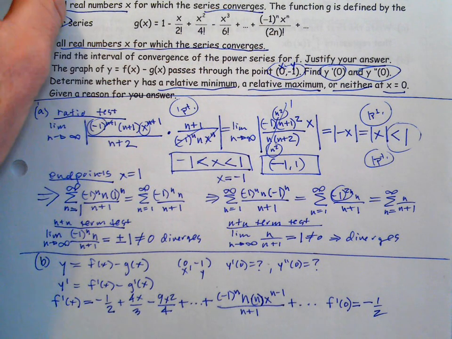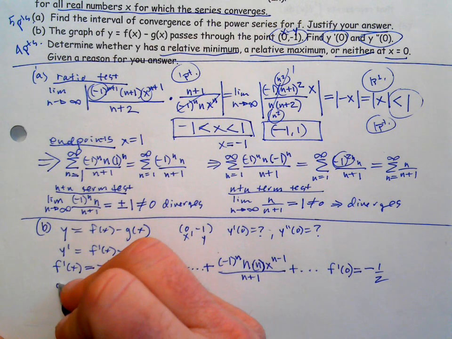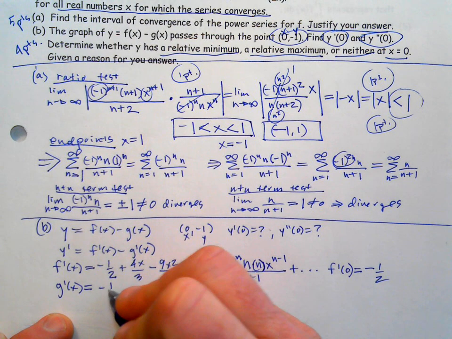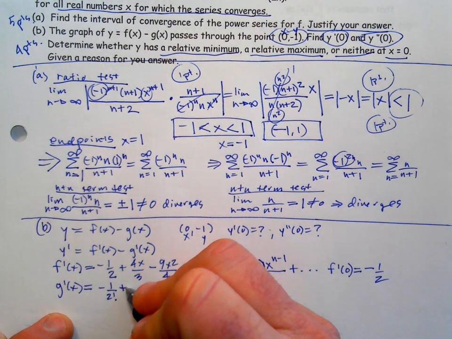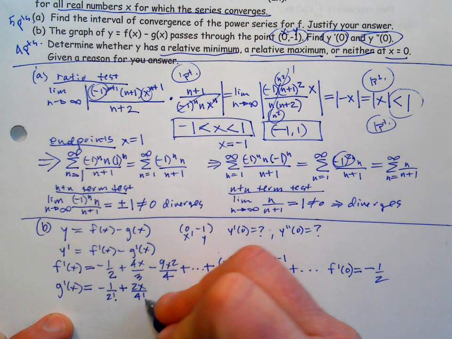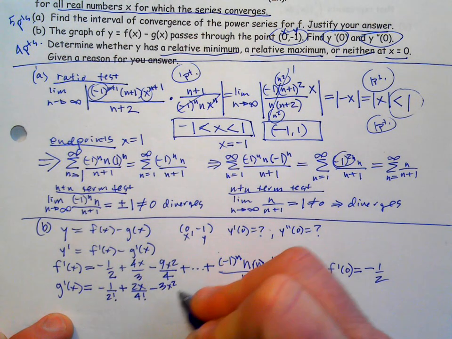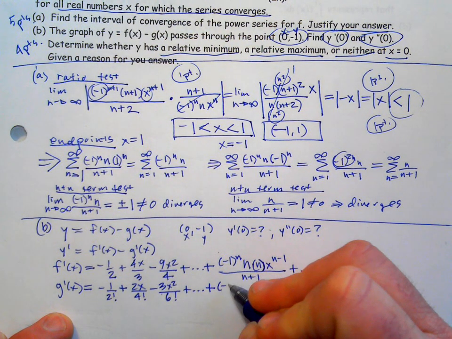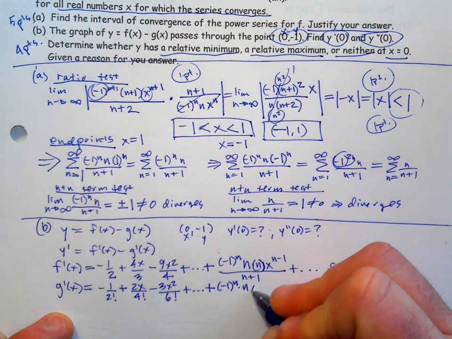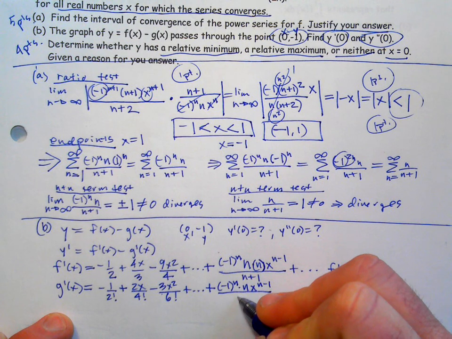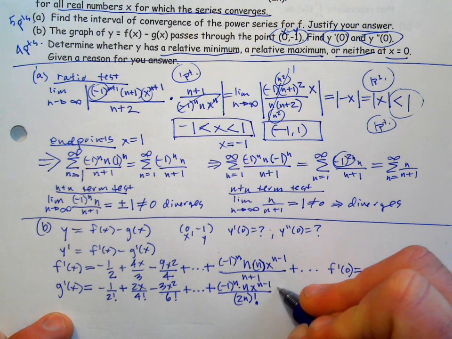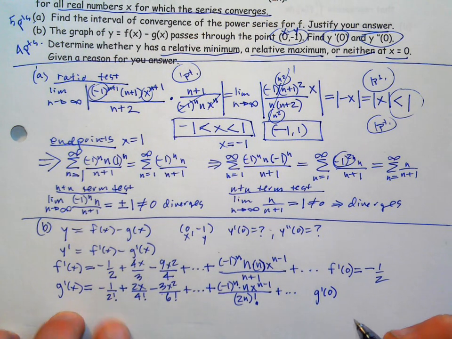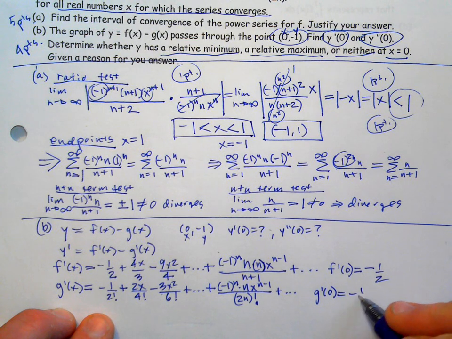Okay, all right. Let's do the same thing with g prime. So g prime is going to be the derivative of 1, which is 0, minus 1 over 2 factorial plus 2x over 4 factorial minus 3x squared over 6 factorial plus ... plus -1 to the n times n x to the n minus 1 over 2n factorial plus ... And then we're going to say, well, g prime of 0 would be, all those terms with x's go to 0, and you're just left with -1/2.